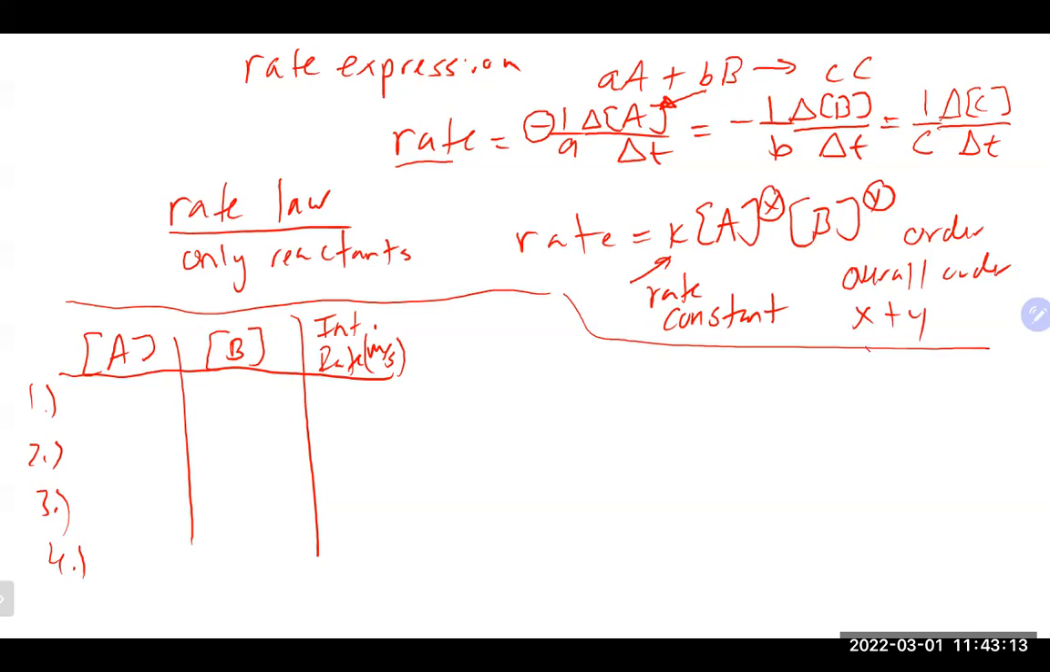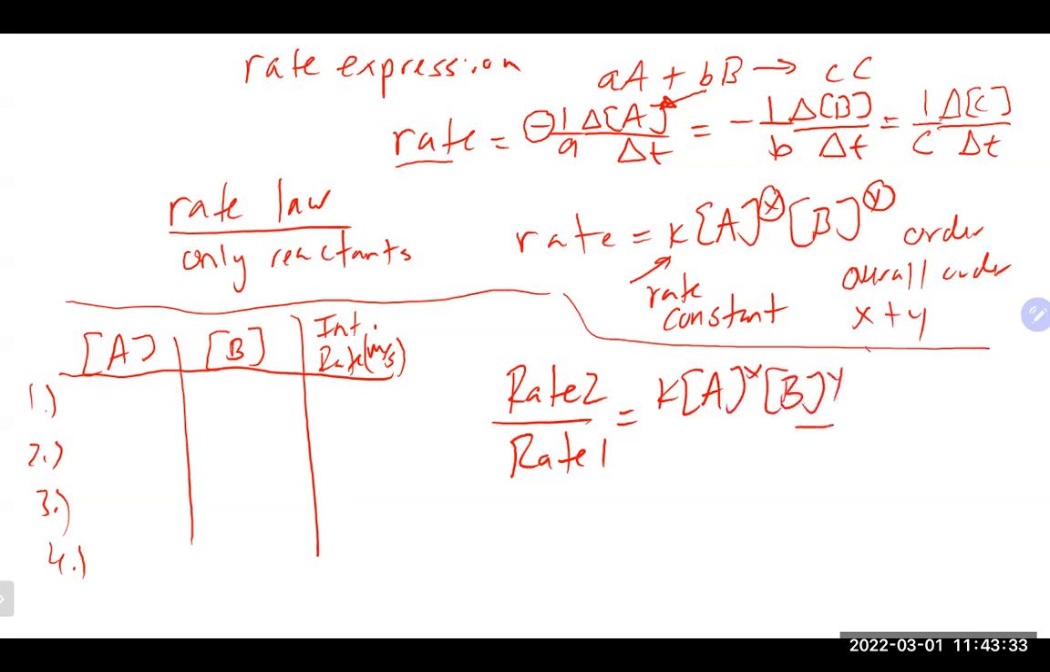Most people are probably best off taking more of a mathematical approach to solve for the orders. We could do this by taking a simple formula where we take rate 2 divided by rate 1 is equal to k[A]^x[B]^y divided by k[A]^x[B]^y.